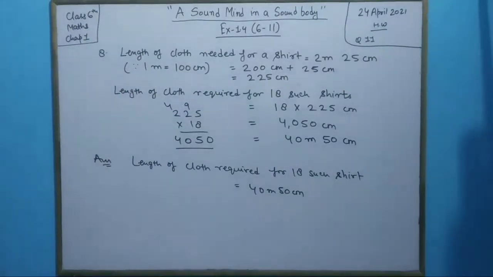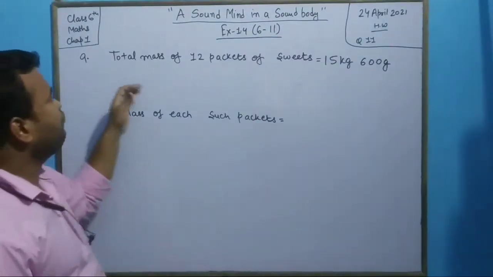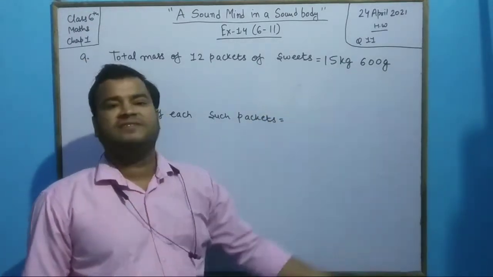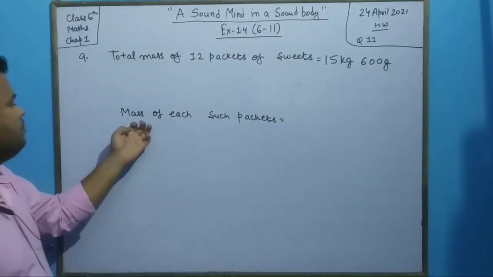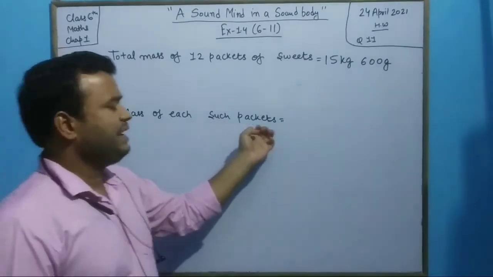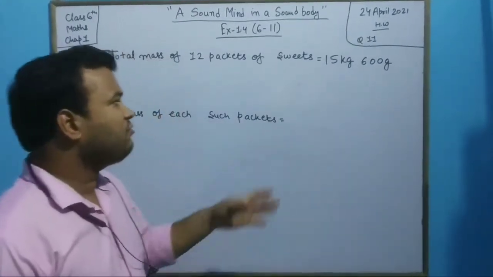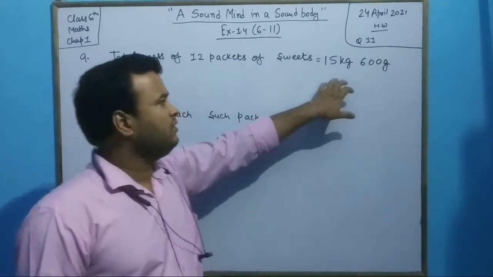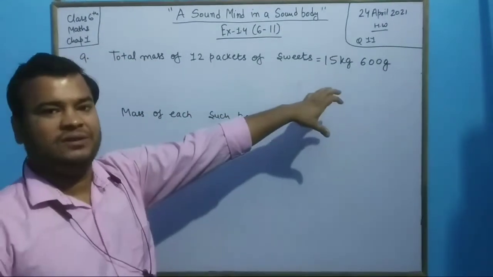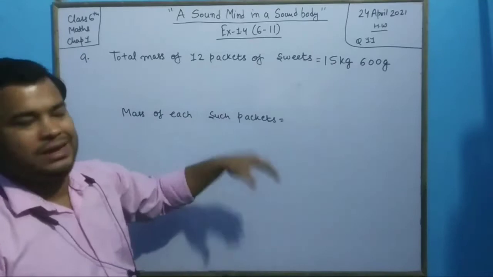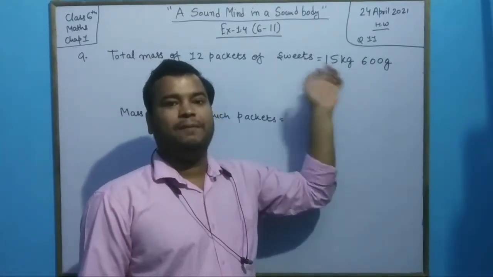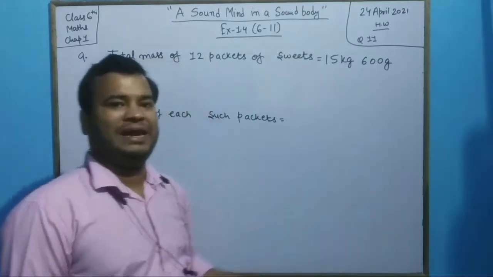So let us see the next one. This is the 9th question. Total mass of 12 packets of sweets is given as 15 kg 600 gram, and we need to know the mass of each such packet. In this question we need to divide the total mass of the packets of sweets by the number of packets. The number of packets is 12. So we have to divide this total weight by the total number of packets.